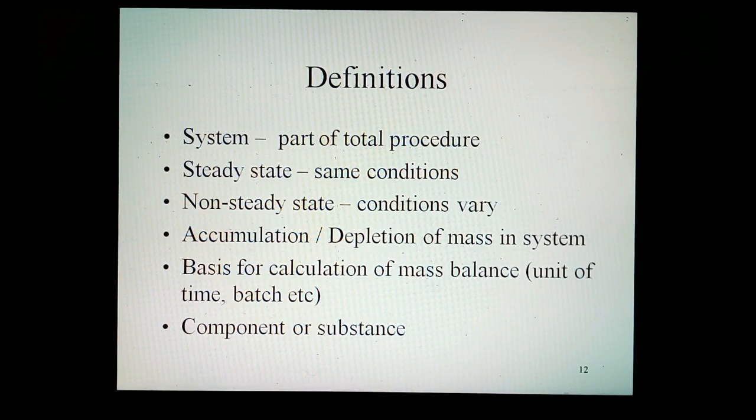Definitions: system is an arbitrary part or whole of a system. Steady state or non-steady state. Accumulation or depletion of mass in system. Basis for calculation of mass balance: unit of time, batch, etc. Component or substance.